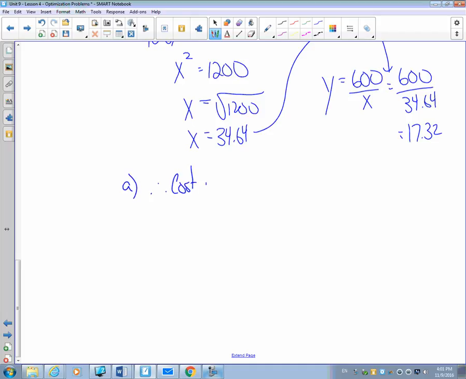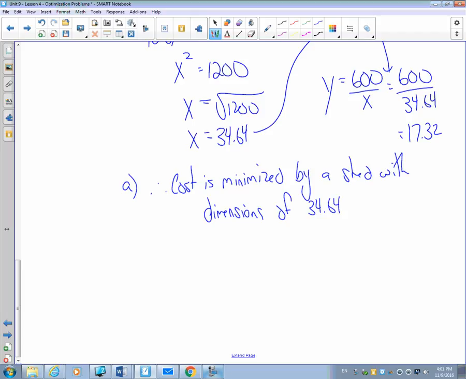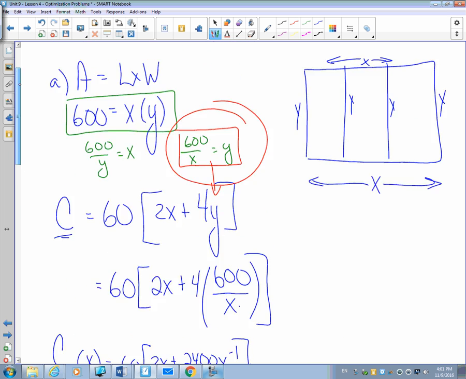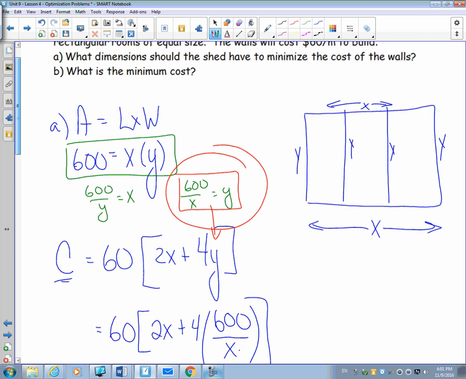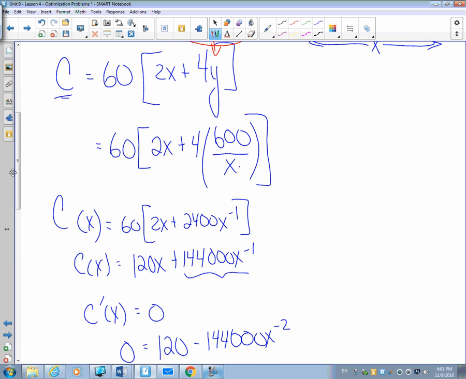The shed, here's our answer part A, cost is minimized by a shed with dimensions of 34.64 by 17.32. Here's part A. What's part B asking us? What is actual cost?